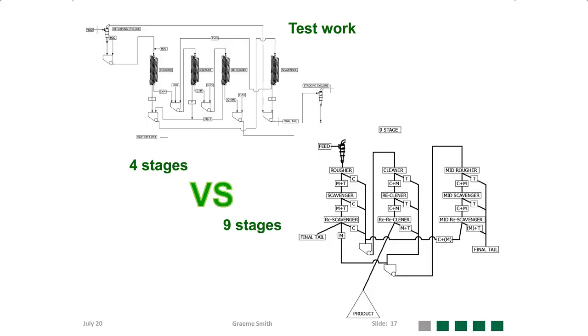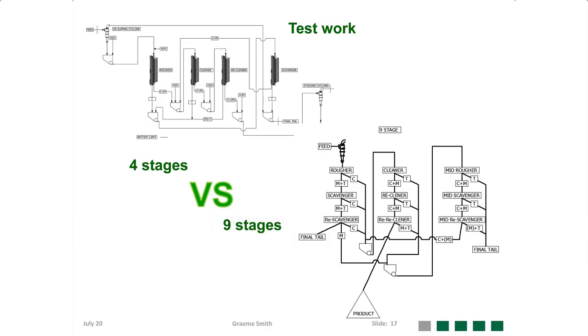The last and the final step is test work, and this is the most important and crucial step in this circuit. This is where we take these previous criteria and we actually put it into practice in our R&D facility. Here what we have done is we have taken an existing circuit which was 4 stages, worked through the criteria, and have proposed a 9-stage circuit for the client.